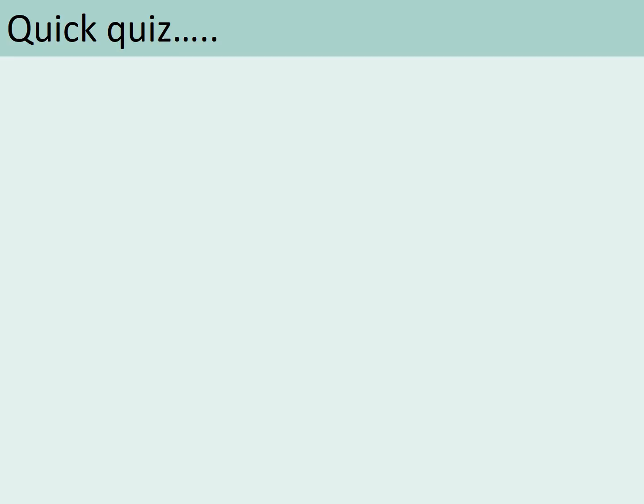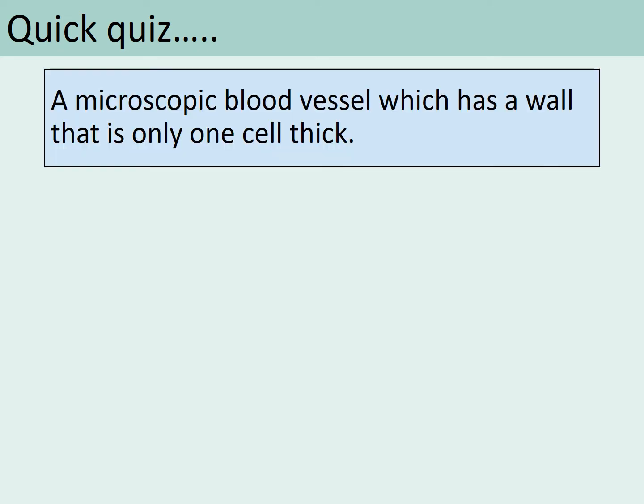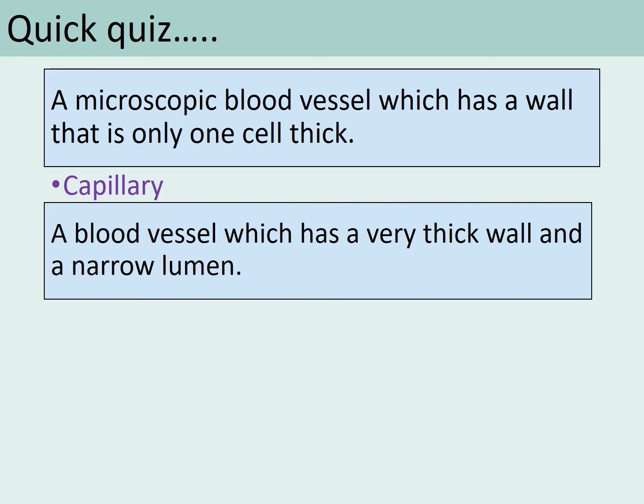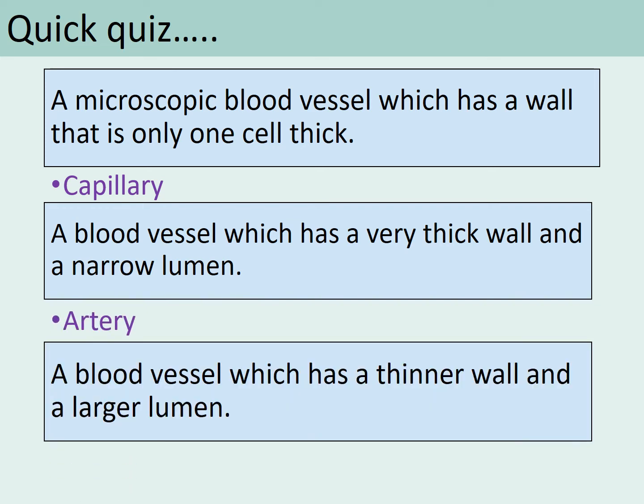Okay, so quick quiz. There's only going to be 3 questions on this. Don't need to write it down. Just say it in your head or out loud if you want. Microscopic blood vessel which has a wall that is only 1 cell thick. Which one is that? Capillaries. A blood vessel which has a very thick wall and narrow lumen. Which one's that? Arteries. A blood vessel which has a thinner wall and larger lumen is going to be veins.